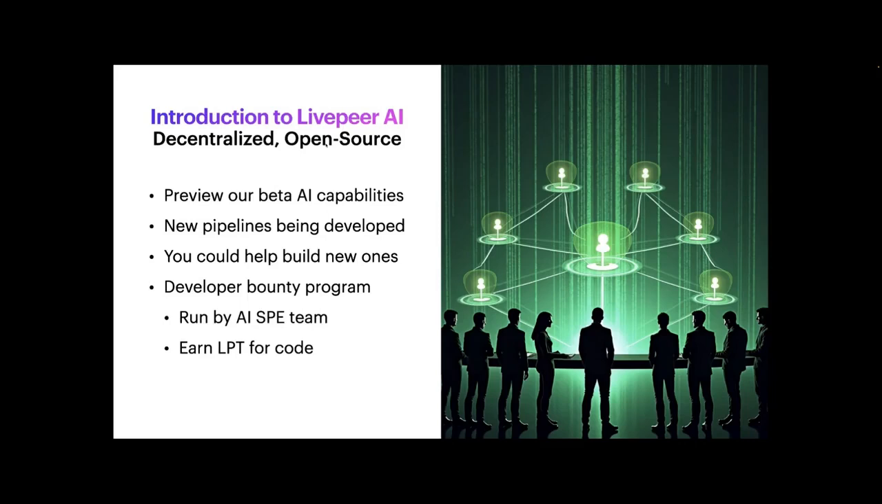But what you're getting the opportunity to work with during this hackathon is to preview our beta AI capabilities. This is a very new feature set for us. Things are constantly in the works, and right now with the phase of development we're in, we are really interested in hearing feedback from folks who are working with it on how we can improve. And also, one thing to note, you could help build new AI pipelines, new capabilities as you're interested in. There is an opportunity to complete bounties. This is run by our AI SPE team. SPE stands for special purpose entity, and you can earn rewards in Livepeer token for contributing.